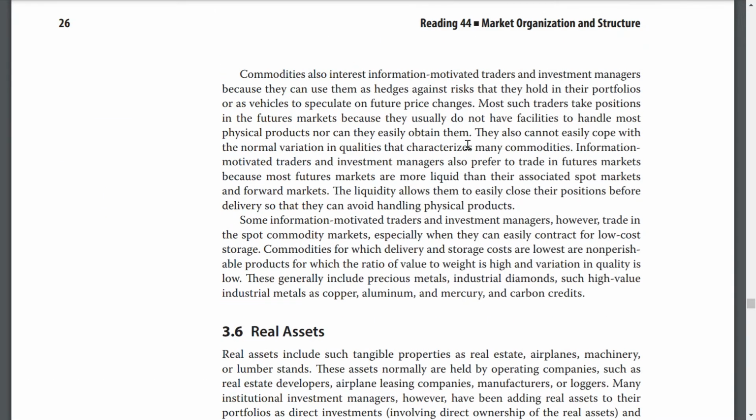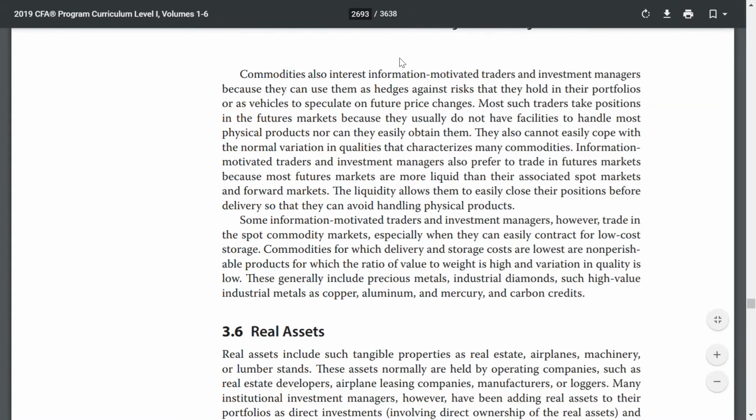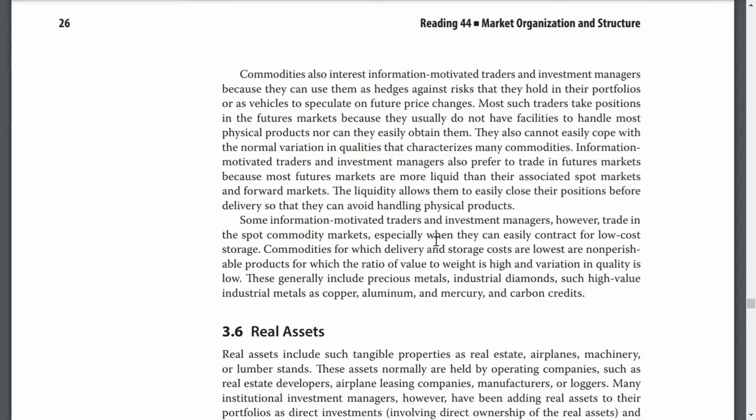Some information motivated traders and investment managers, however, trade in the spot commodity market, especially when they can easily contract for low-cost storage. Commodities for which delivery and storage costs are lowest, and non-perishable products, for which the ratio of value to weight is high and variation in quality is low, are favored. These generally include precious metals and industrial diamonds, such high-value industrial metals as copper, aluminum, and mercury, and carbon credits.